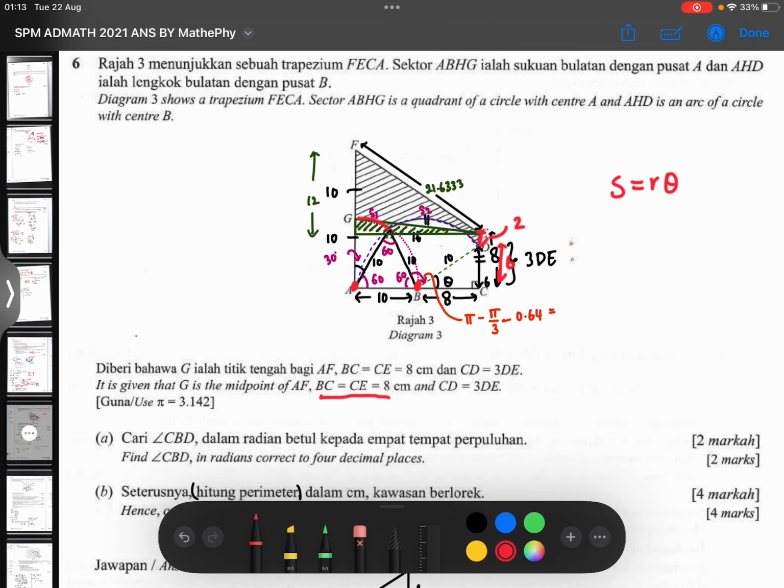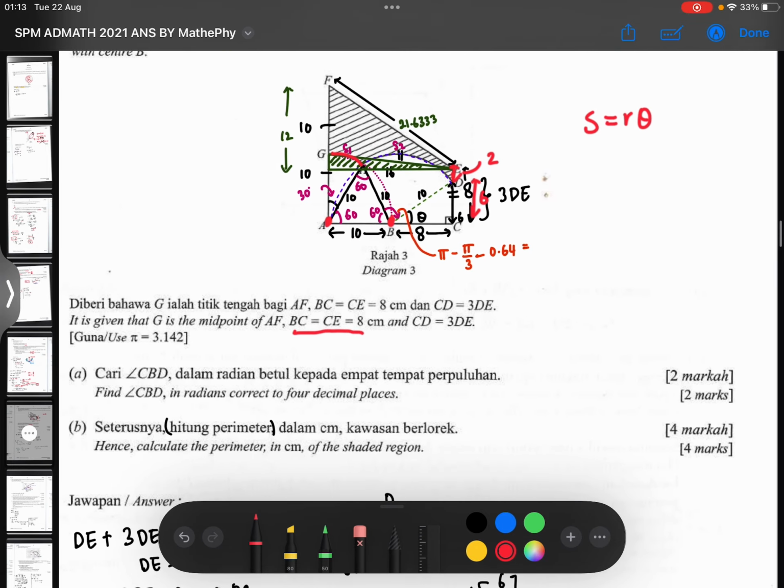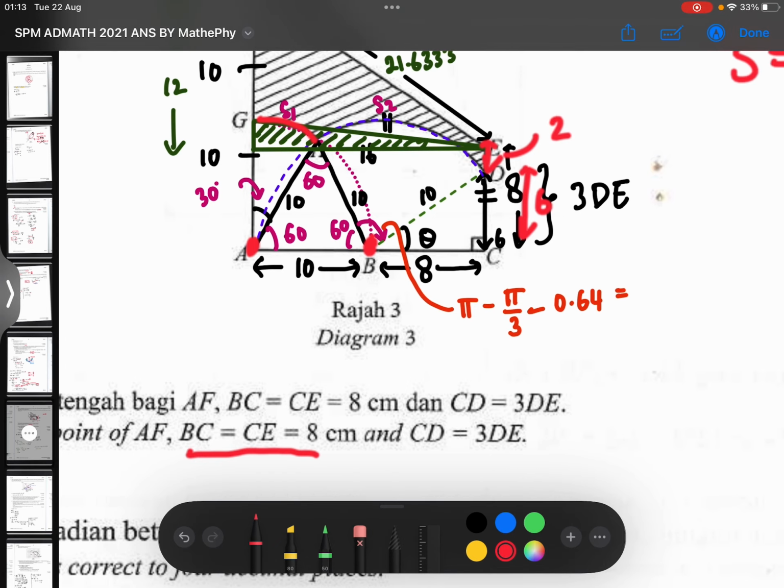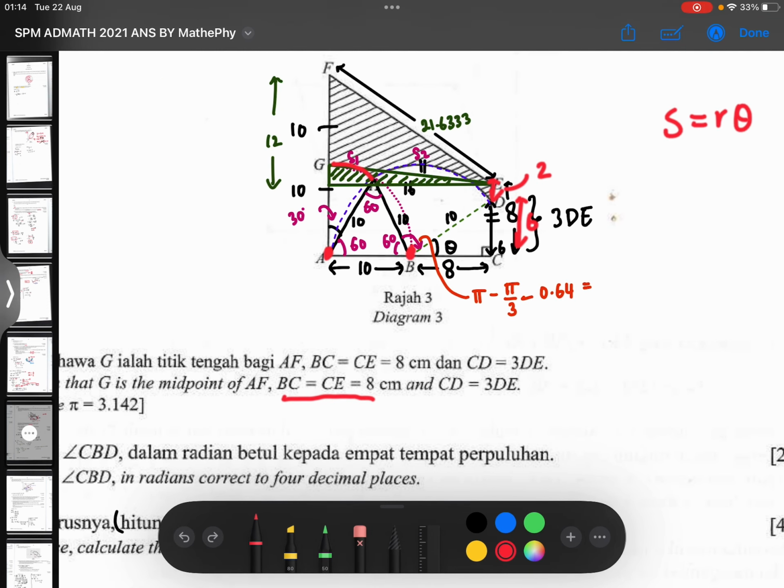So R here is 10. How do I know it is 10? Okay, first of all, let's have a look at this from B to here. This is actually the radius of the circle A, of the sector AHD. So the radius is this. To find the radius, we use the theorem of Pythagoras, because we know this side is 8 and this side is 6. So we know that the radius should be 10.